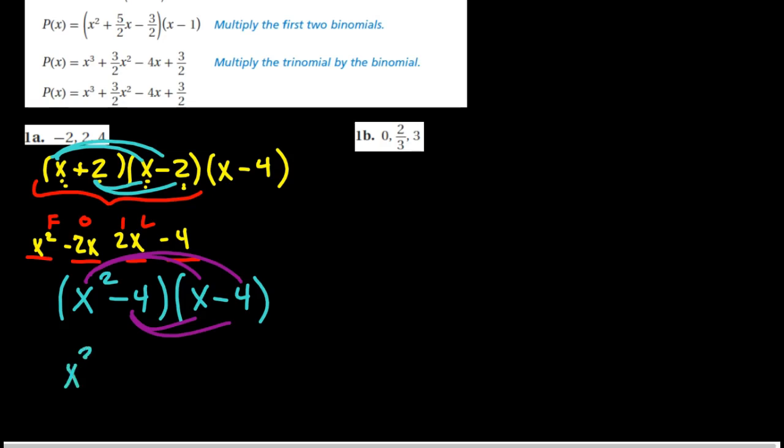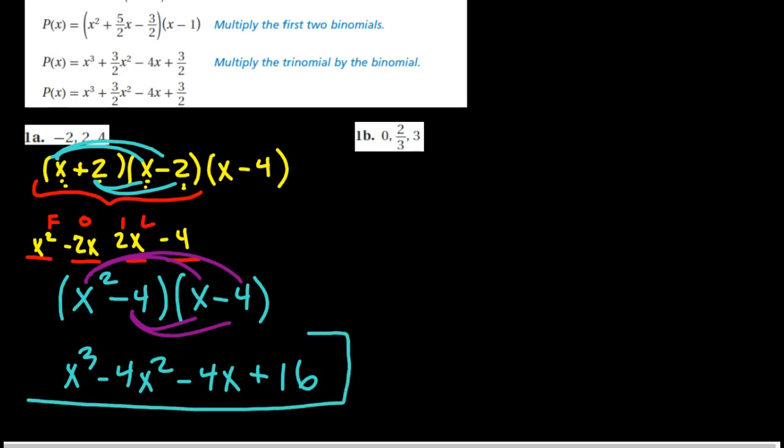So we'd get x cubed. X squared times x is x cubed. X squared times -4 is -4x squared. Distribute the -4 here. We get -4 times x is -4x. And -4 times -4 is plus 16. So right here, this would be the simplest polynomial that would correspond with the zeros -2, 2, and 4.